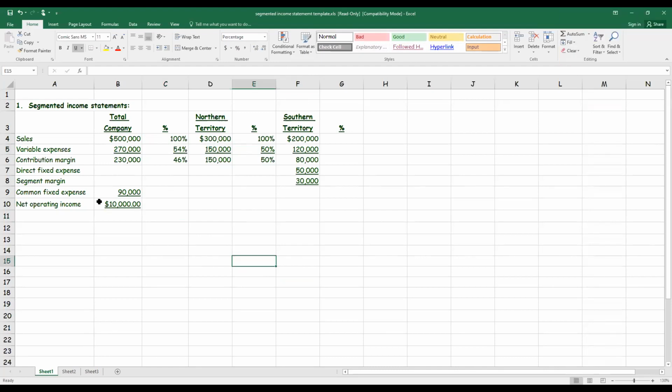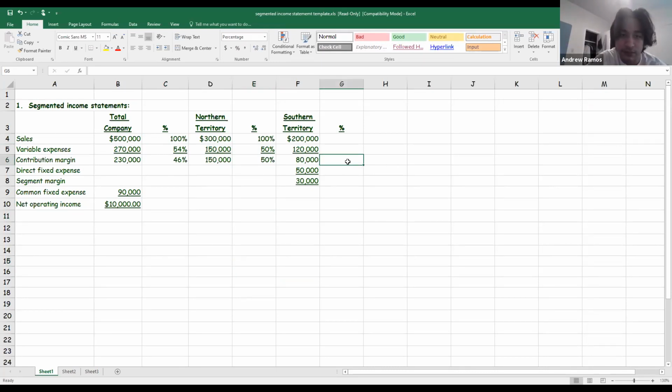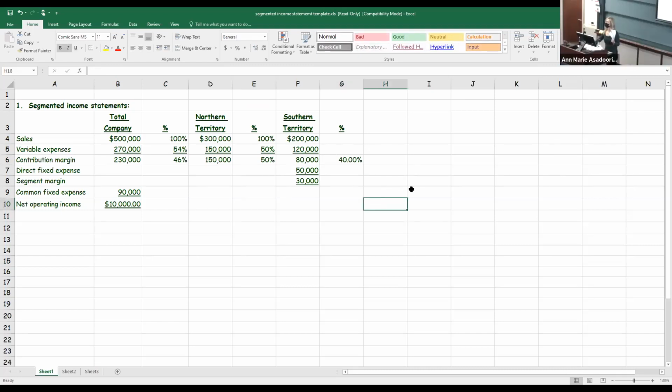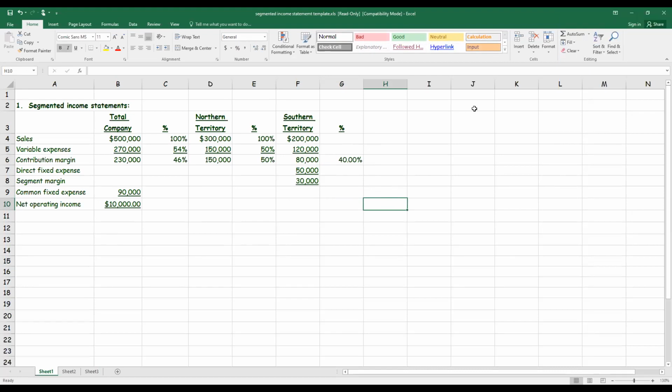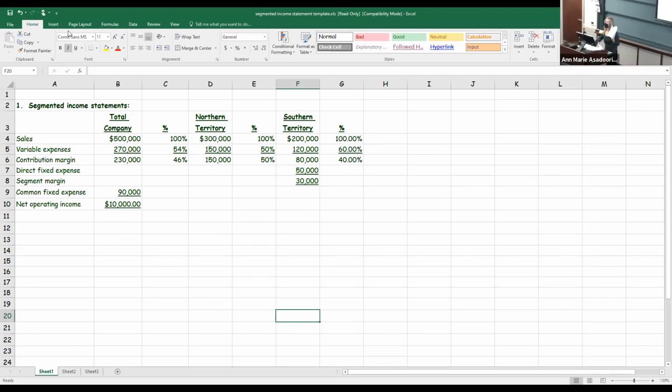Andrew, the contribution margin percentage for Southern Territory would be 40%. Okay, and Jada? The variable expenses would be 60%. Okay, Chow? The segment margin would be 100,000?